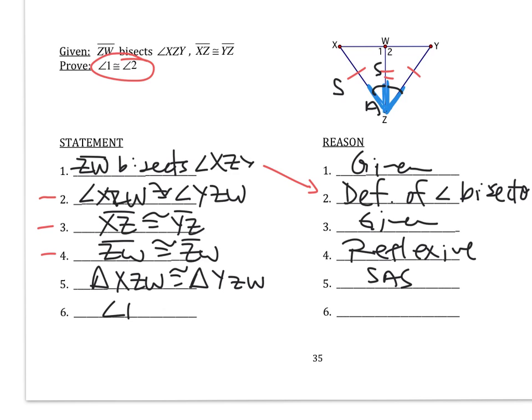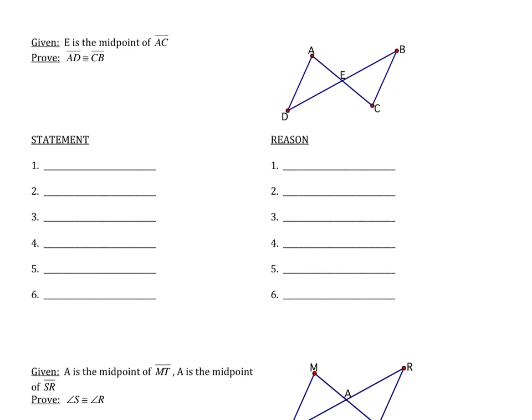And now angle 1 is congruent to angle 2, CPCTC. Okay, so we said the other day that your first step is to always prove the triangle is congruent, and then your second step is to show that the parts are congruent by CPCTC. Okay? All right, next page.